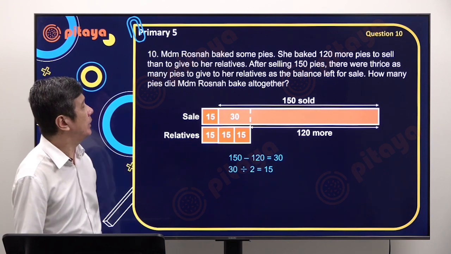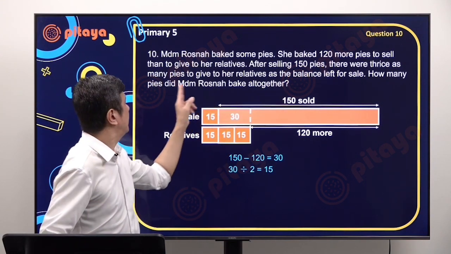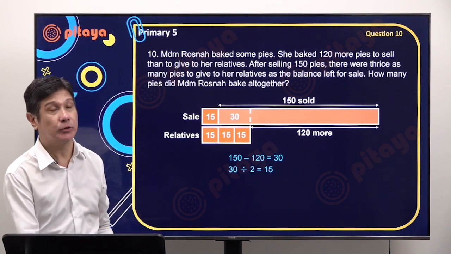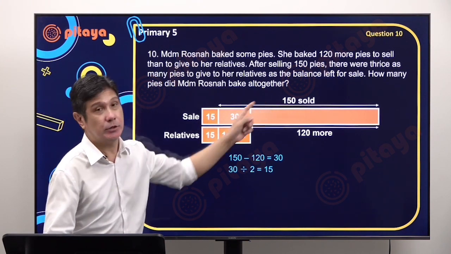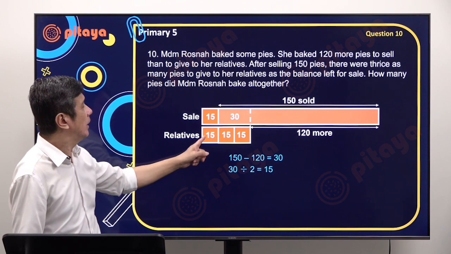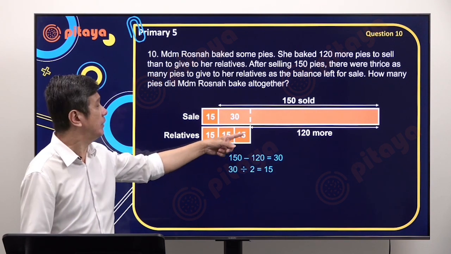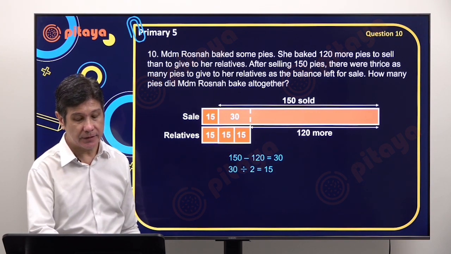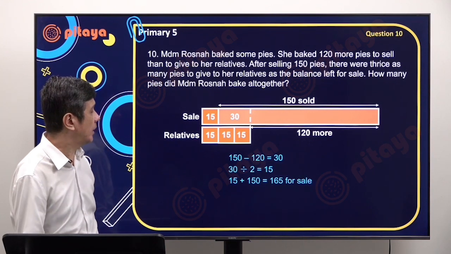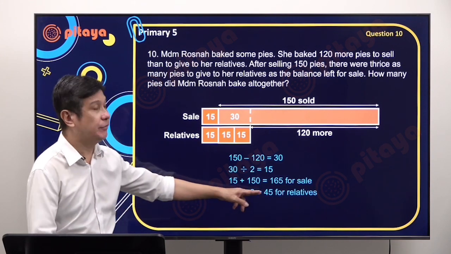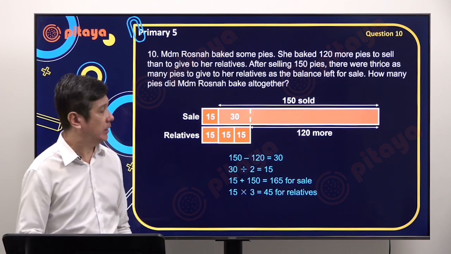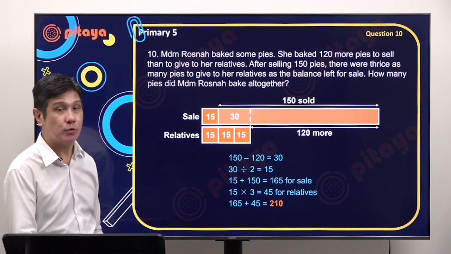Alright, so now we are able to calculate how many pies Madam Rosner actually baked altogether. Because you have 15 here, you have 150, you actually know that you have 165 for sale. You know that you have 15, 15, 15, 45 to give to the relatives. Everything you add together. So 165 for sale, and then you have 45 for relatives. The total, 165 plus 45 is 210.